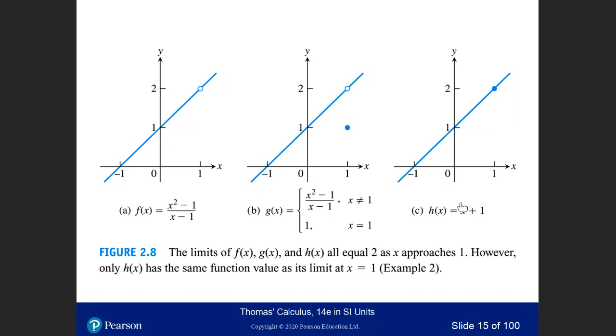Now this function, of course, there is no problem here. I can just substitute 1, that is why h of x is equal to x plus 1, and I can find the limit. Okay, so these three functions have the same limit, although they are different functions. This one is not defined here. This one is defined at 1, but at some point out of this line. And this is, of course, the line. So all three have the same limit.